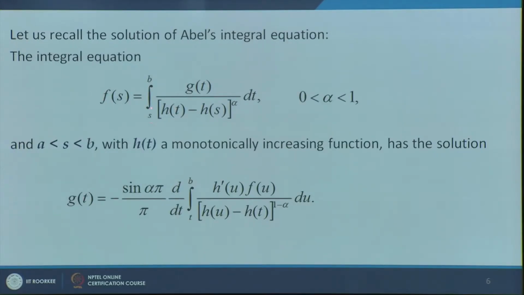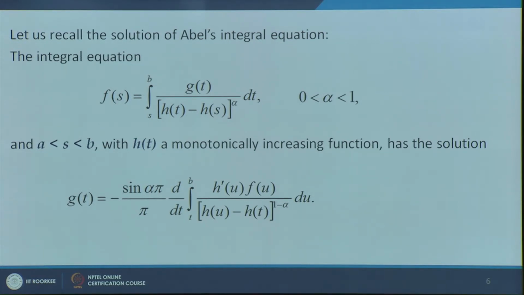Fs equal to integral s to b gt dt upon (ht minus hs) to the power alpha, where 0 less than alpha less than 1 and a is less than s less than b, and ht is a monotonically increasing function. We have seen that its solution is gt equal to minus sin alpha pi over pi d over dt integral t to b h dash u fu over (hu minus ht) to the power 1 minus alpha du. So we will make use of this article to proceed further.